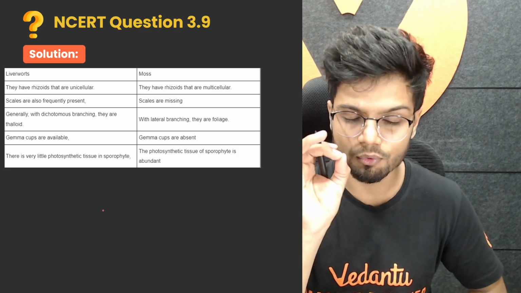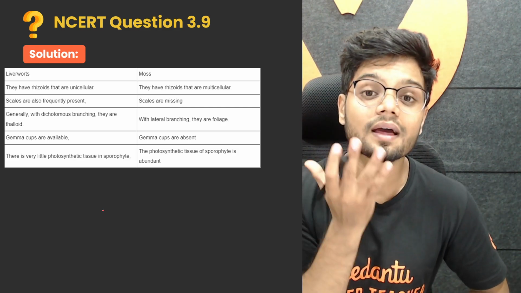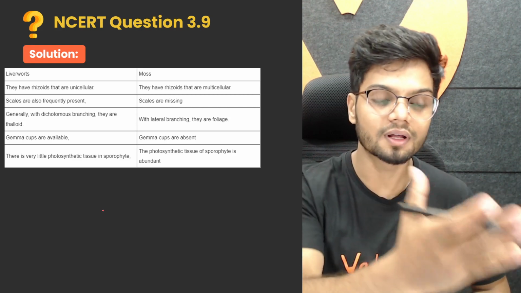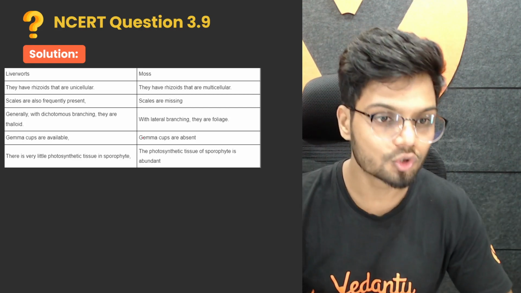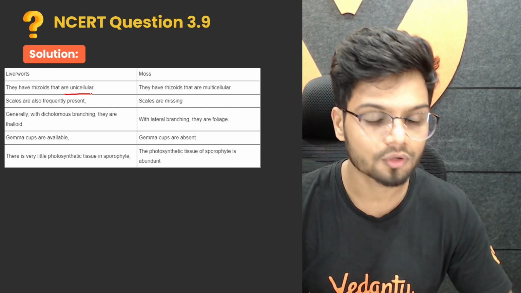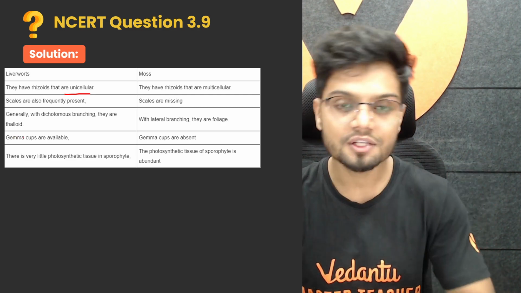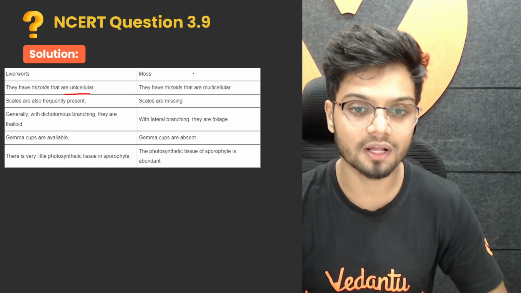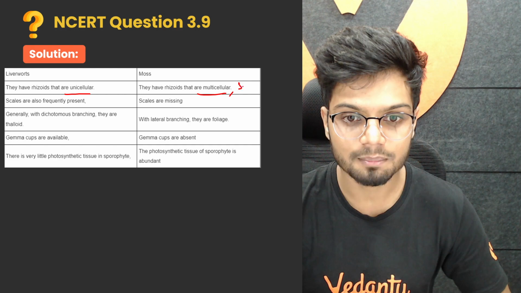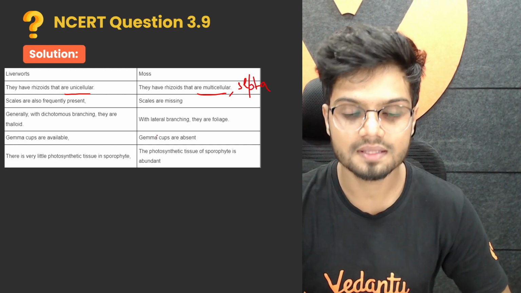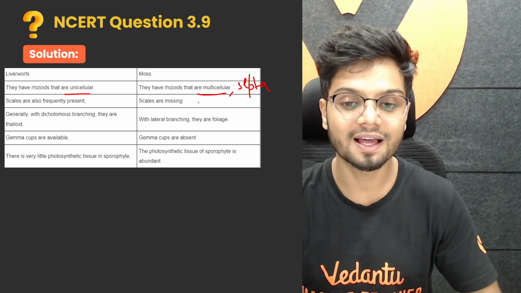The first difference is the easiest one, the rhizoids. In the case of your liverworts, you have unicellular rhizoids. In the case of mosses, you have multicellular rhizoids which can also have septa. Clear? They all can have septa.